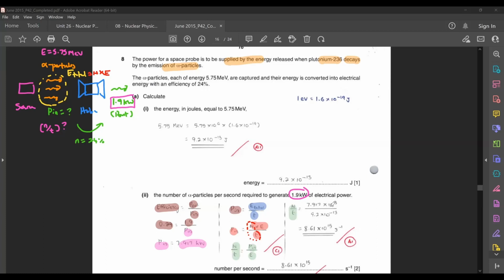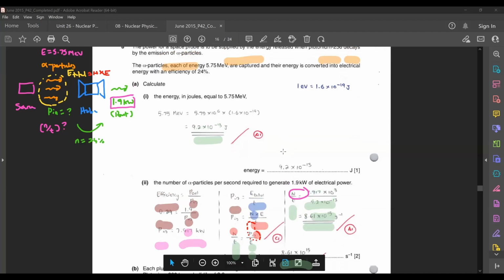So you already know your input power as 7.917 times 10 power 3. And then you already know your energy of alpha particle is 9.2 times 10 power minus 13. So take the ratios and you get the final answer is 8.61 times 10 power 15 per second. These are the required number of alpha particles per second for your case. All right, so this one is pretty straightforward.